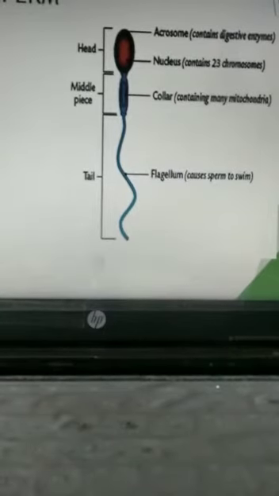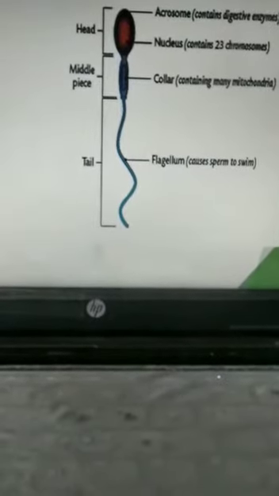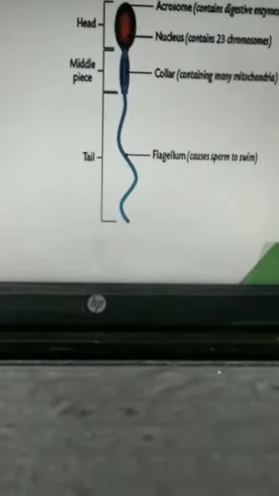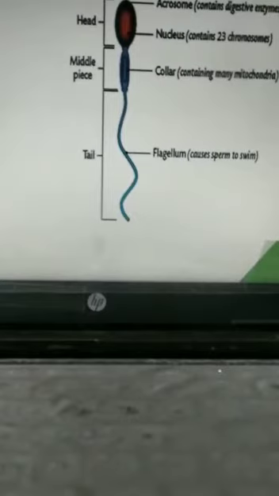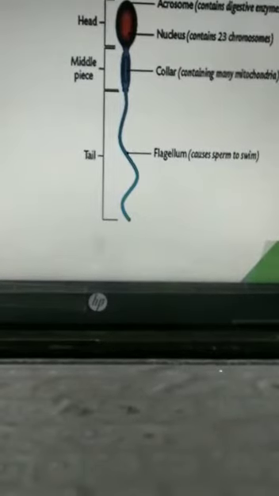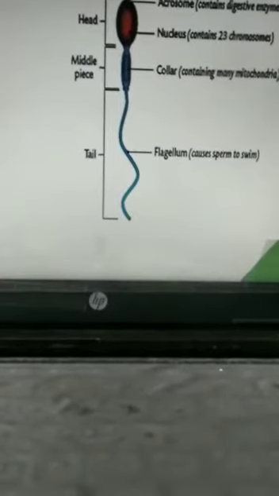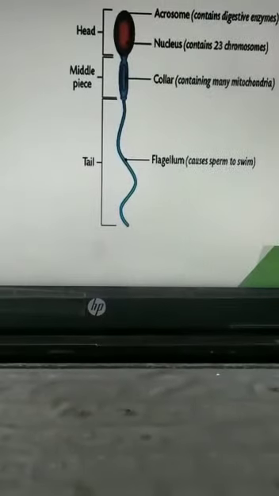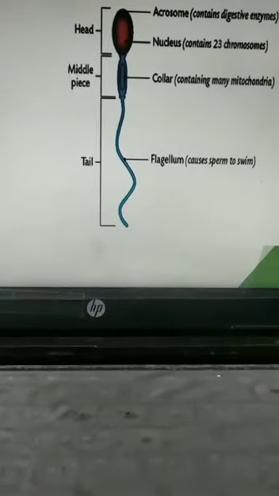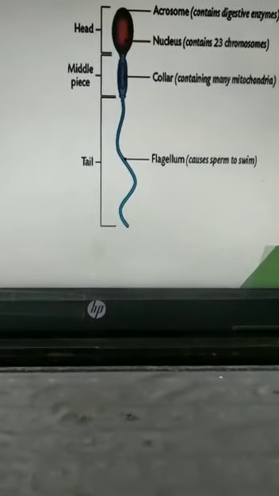Third is the middle piece. It contains a number of mitochondria that provide energy for the movement. It is essential for fertilization. Fourth is the tail. It consists of axial filaments surrounded by the plasma membrane. It helps the sperms to swim in a fluid medium.